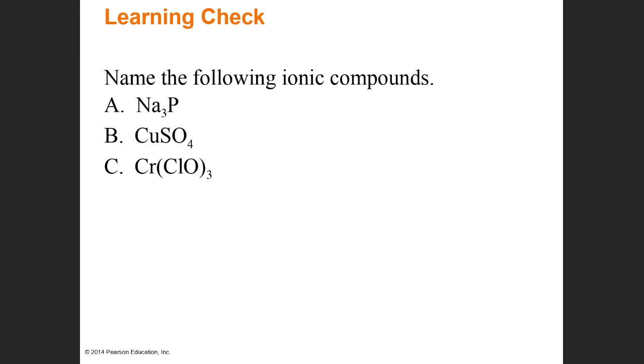So, I'm going to name the following ionic compounds. Anyone want to take a guess at this? So we have sodium and phosphate, right? I'm not sure I know the rest, in all honesty. Okay, well, so sodium and phosphide. It's phosphorus, and the name becomes phosphide.